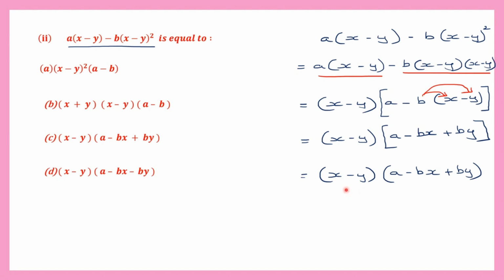Now let's see which option this is. X minus y. Okay, now here we have x minus y square. No. X plus y. No. Here we have x minus y, x minus y. Then it should be a minus bx plus by. So a minus bx plus by is here. So option C is our correct answer.